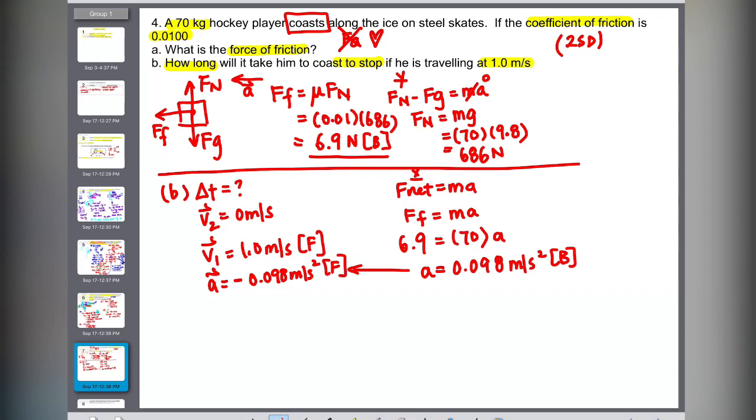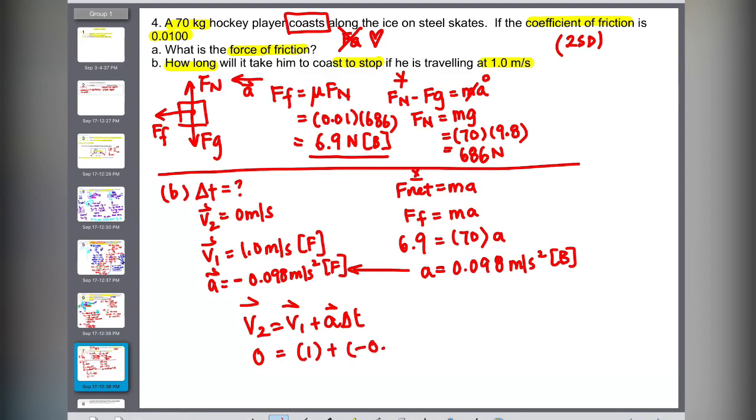Forward, sorry. I'm making it a negative forward. So does it make sense that the object is slowing down? Now I have to find the time that goes with V2, A, and V1. So V2 is V1 plus A delta T.